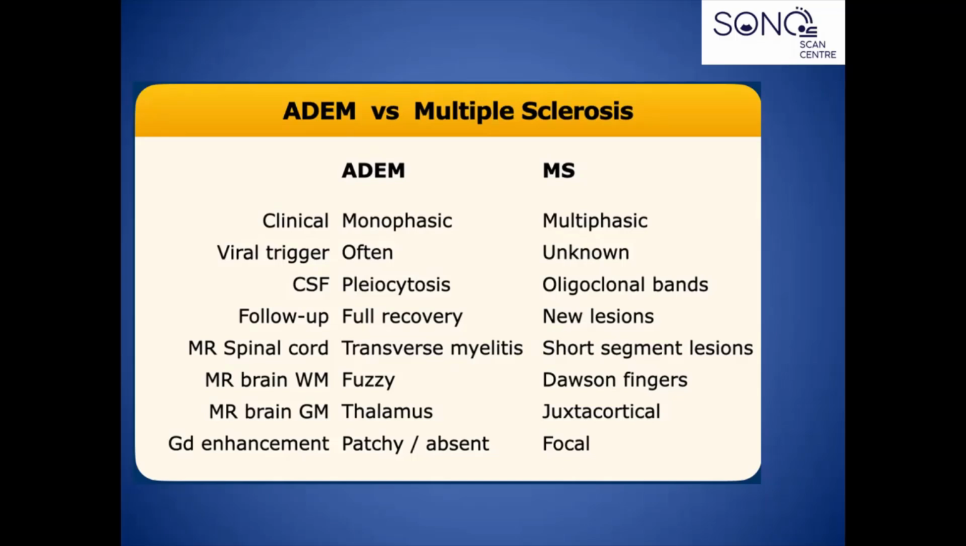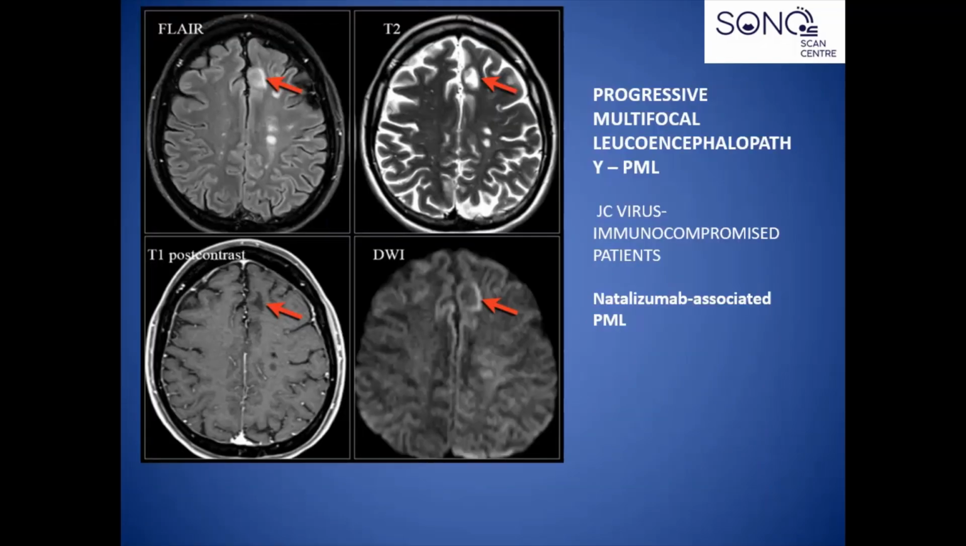But in MS, we know what the types of presentations are. They're juxtacortical, cortical, intracortical. Dawson's fingers will be seen here. In ADEM, we don't see these Dawson's fingers. In MS, the lesions are very short and subcentimetric, but here they are very patchy and very large in size. With the viral trigger, history is important in ADEM.